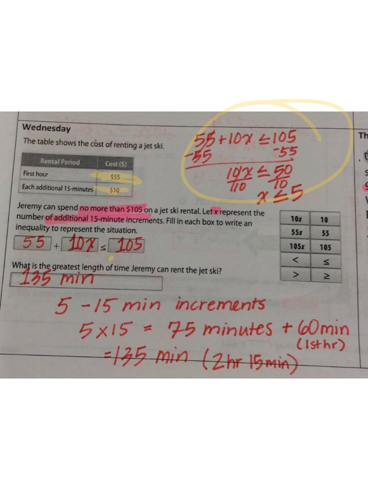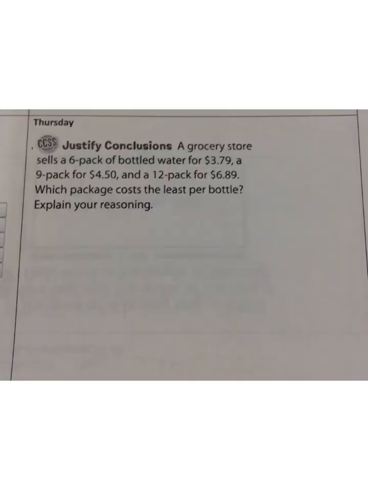So again, remind yourself what your solution means. We were trying to see how many additional 15-minute increments he could use. So since it could be less than or equal to 5, that means he can get 5 15-minute increments. So 5 times 15 is 75. That's not the answer though, because remember those increments are after his first hour of 60 minutes. So what we have to do for the last part is add 75 minutes plus 60 minutes for the first hour, and you get 135 minutes or 2 hours and 15 minutes.